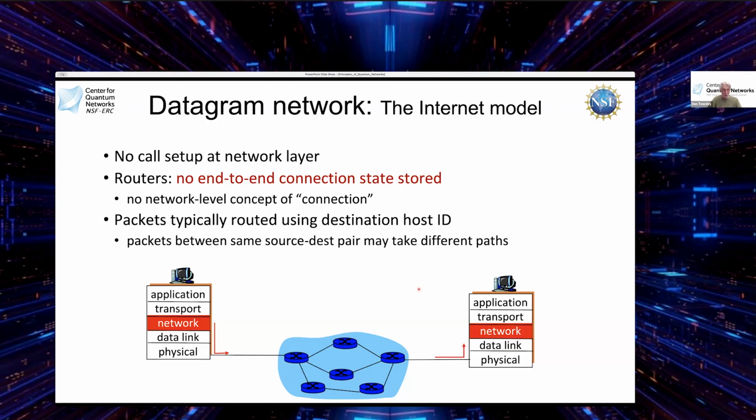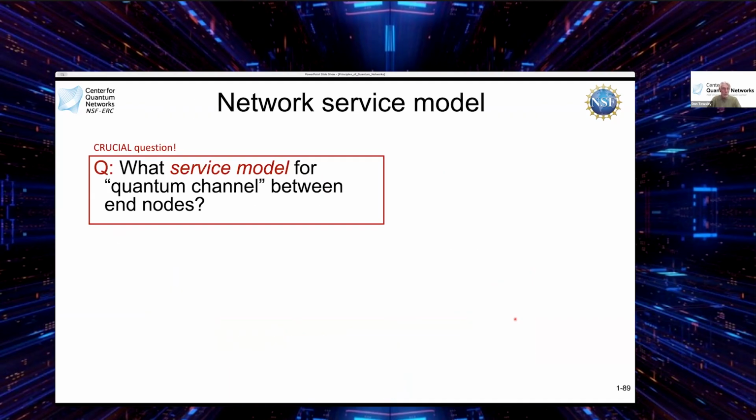And because there's no connection state anywhere in the network, packets between the same source destination pair may take different paths. So here's a schematic of what we might expect. The network would just send data, no call setup, and it could go over different paths, and the receiver would just receive the data. So that's what we do in the classical internet. What kind of service model ought we to be thinking about in a quantum network? What service model should the quantum channel between the end nodes provide?